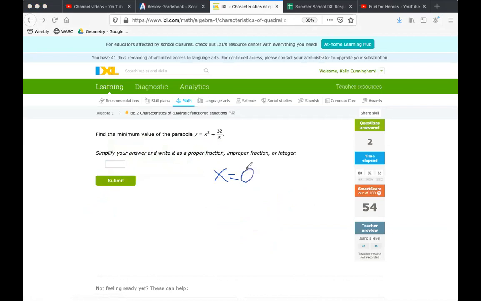Oh, that's nice. So what that means when I plug to find my y value, I just need to plug in 0 into this. So this one's actually sneakily really nice. 32/5 looked really scary, but it turns out really nice. Check it out. All right, so 0 squared goes away. So my answer is simply just 32/5.